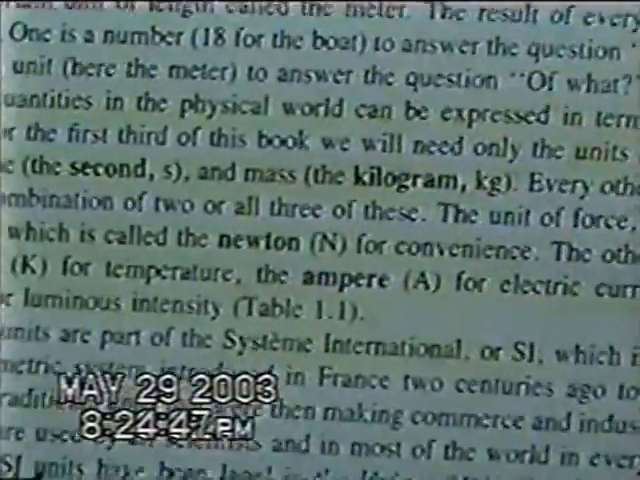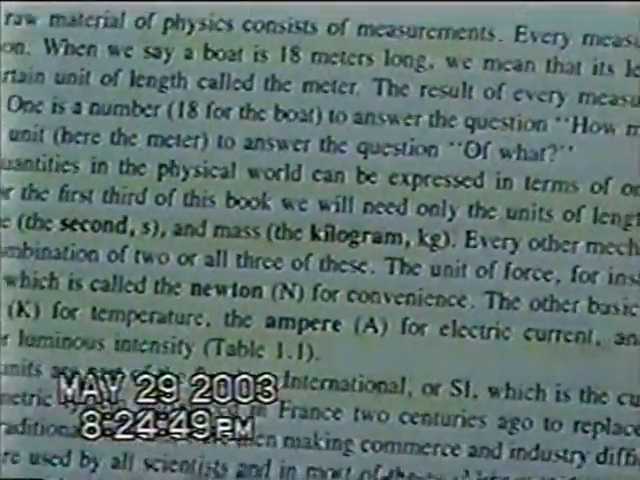Section 1.1 is the units, and it's basically the MKS system, which is meters, kilograms, and seconds, which all the answers in any physics have to be in. There's also other units like the Newton and Kelvin and amperes, and they're just basically units. Converting units is a simple process.